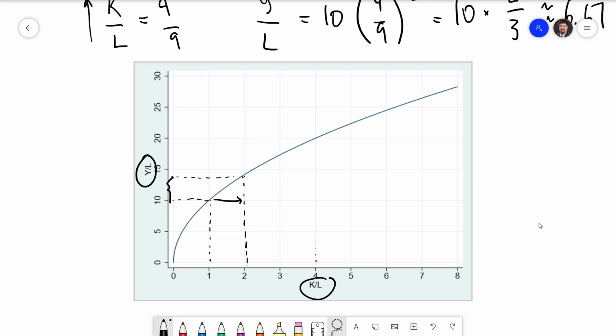Now consider a country that already has a lot of capital per worker, let's say 4. If they increase their capital per worker by the same amount, we can also look at the GDP per worker that they gain, and we can see that it is substantially smaller than the GDP per worker gain from the country that started out with a lot less.